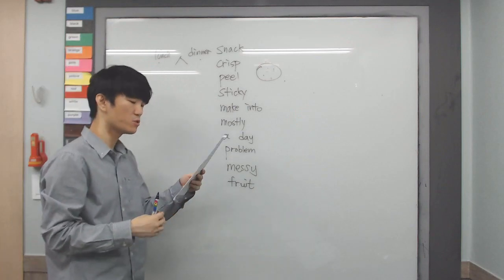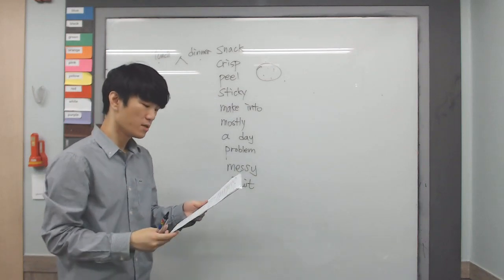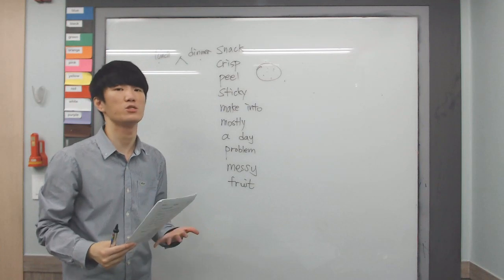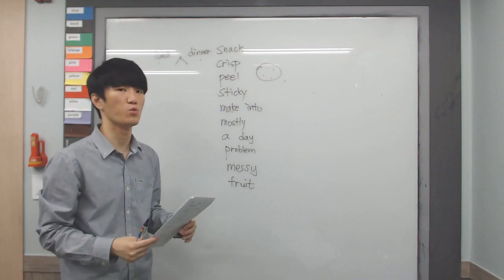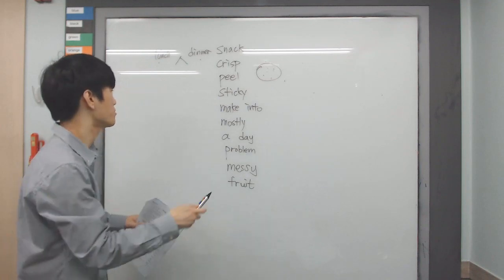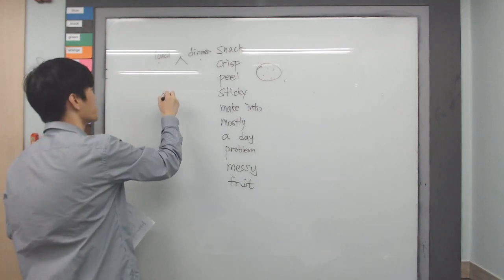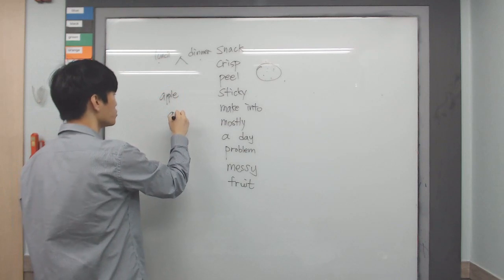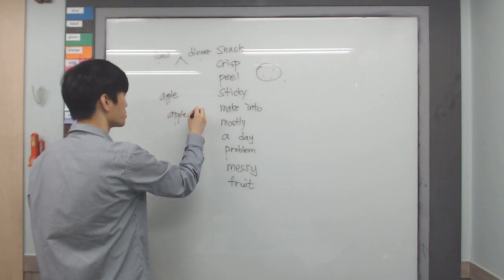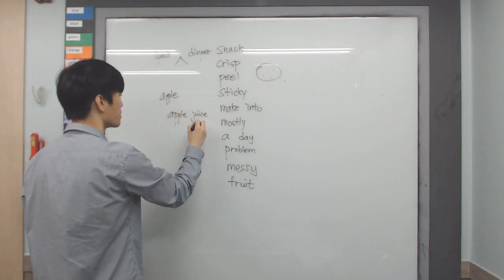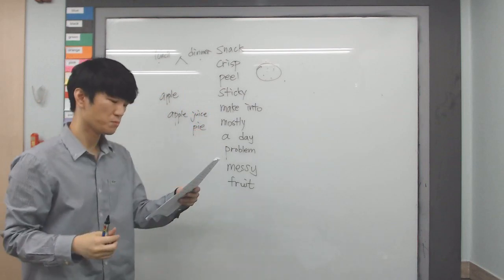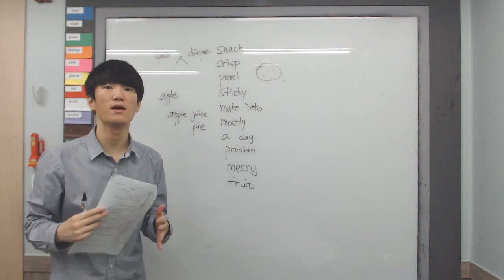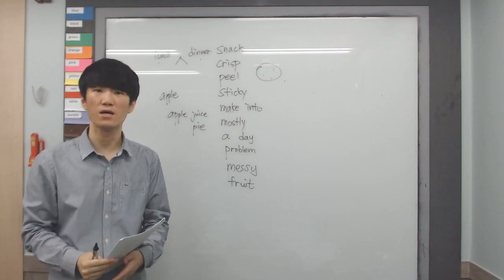And make into. Definition is to change something into something else. Like it can be changed. So we are studying apple. So let's write down apple. And apple can be made into apple juice or apple pie. So make into means to change something into something else, different things. Another one.